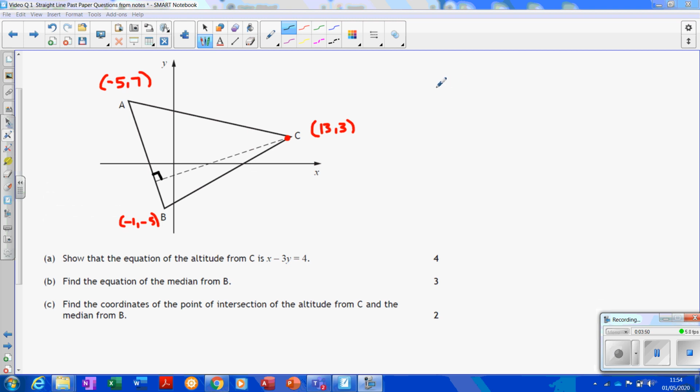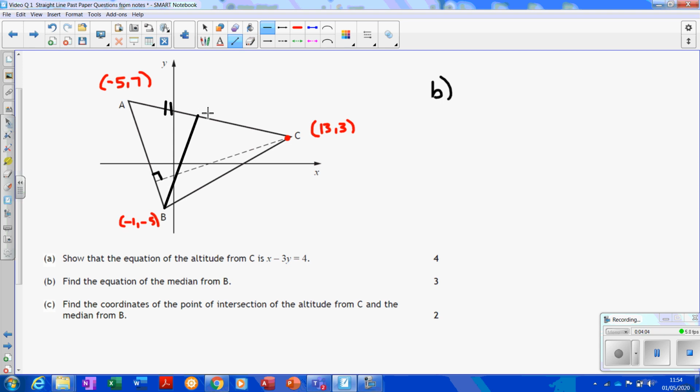So for part B, we want to find the equation of the median from B. The median from B, and I'll draw that in, is a line that comes from a vertex and it hits the opposite side bang in the middle. So that side there is exactly the same as that side there. So therefore, that is the midpoint of AB.